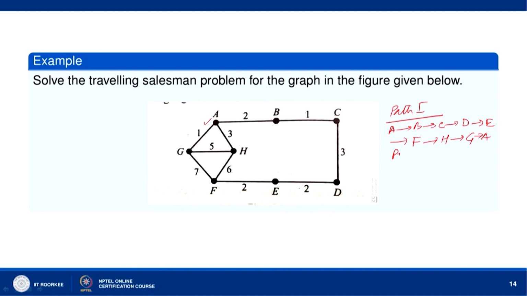Another path could be again A to B, B to C, C to D, D to E, E to F, F to G, G to H, H to A. Now, let us see what total we are getting along path 1.